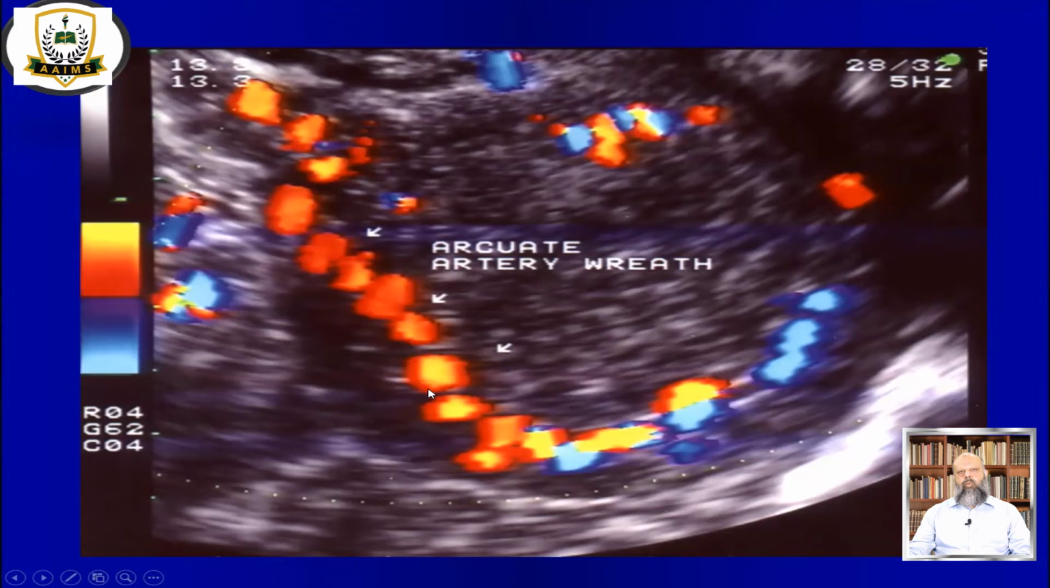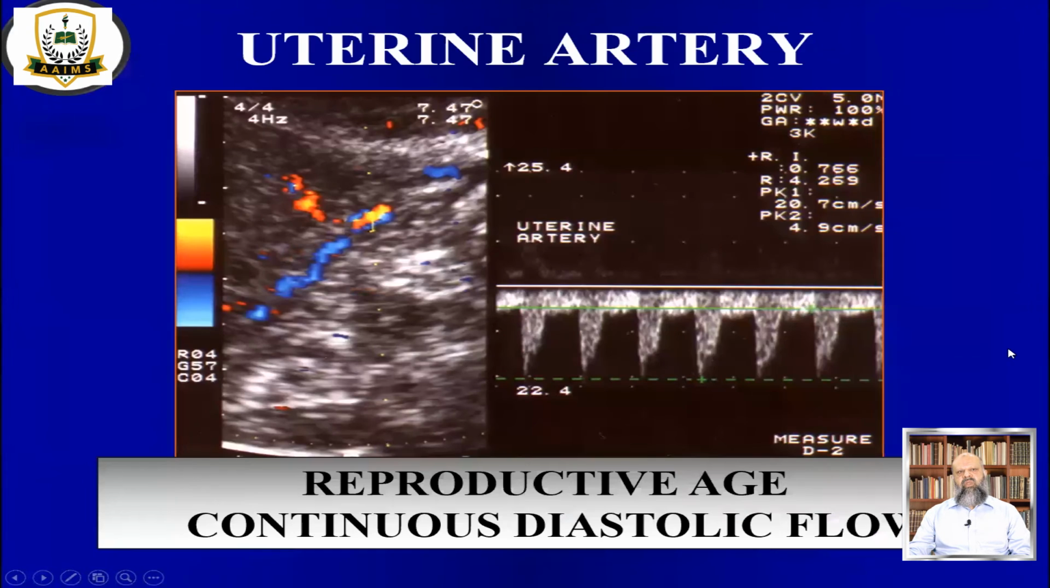So this is the Doppler study on ultrasound where we can see the arcuate arteries, forming an appearance of a necklace. Here is another study of the uterine artery in the reproductive age, in which we will have this type of flow. This is the uterine artery, and we get this type of biphasic flow. We can see the resistive index is 0.766, which is indicative of the normal reproductive age.